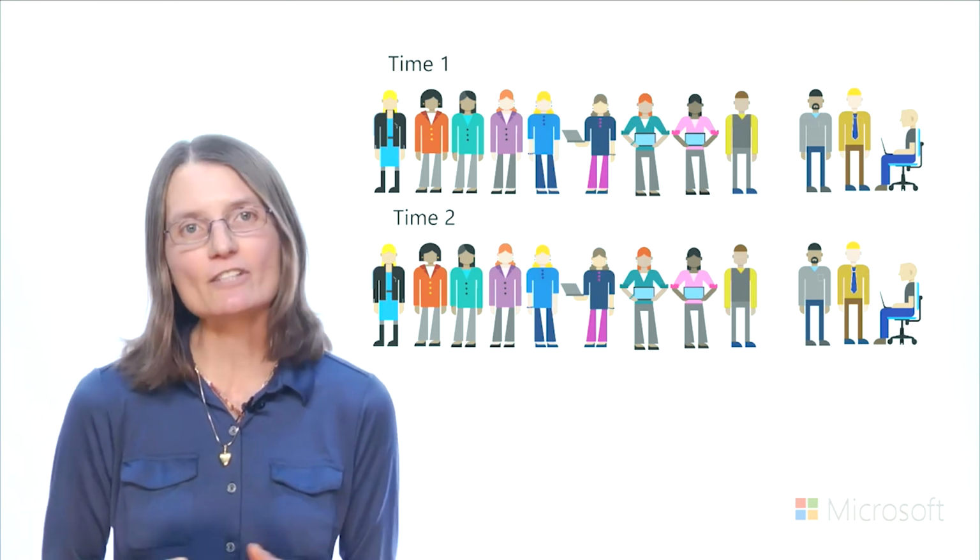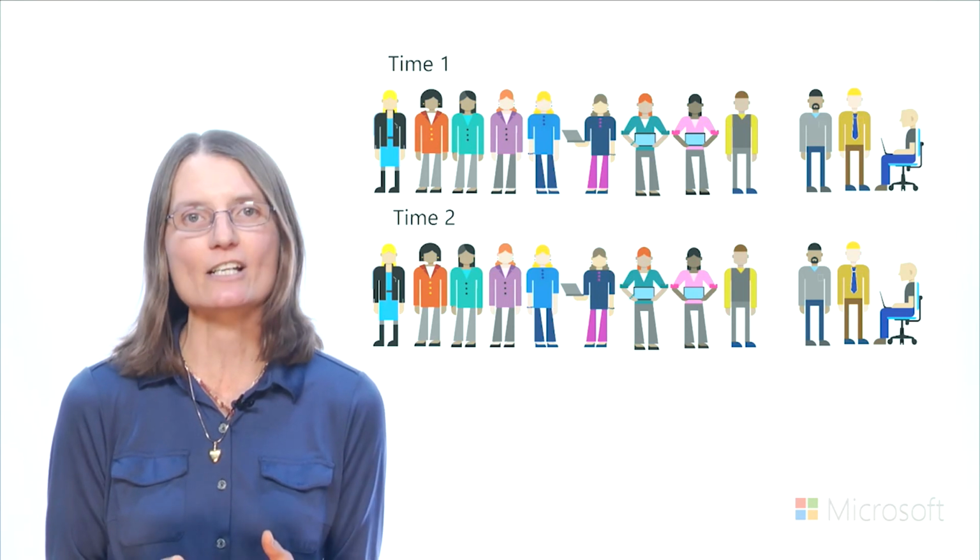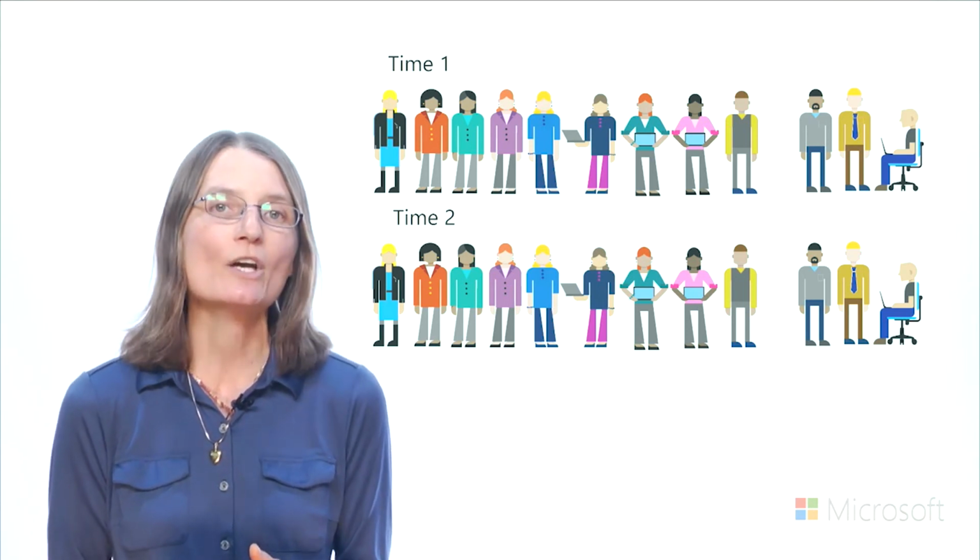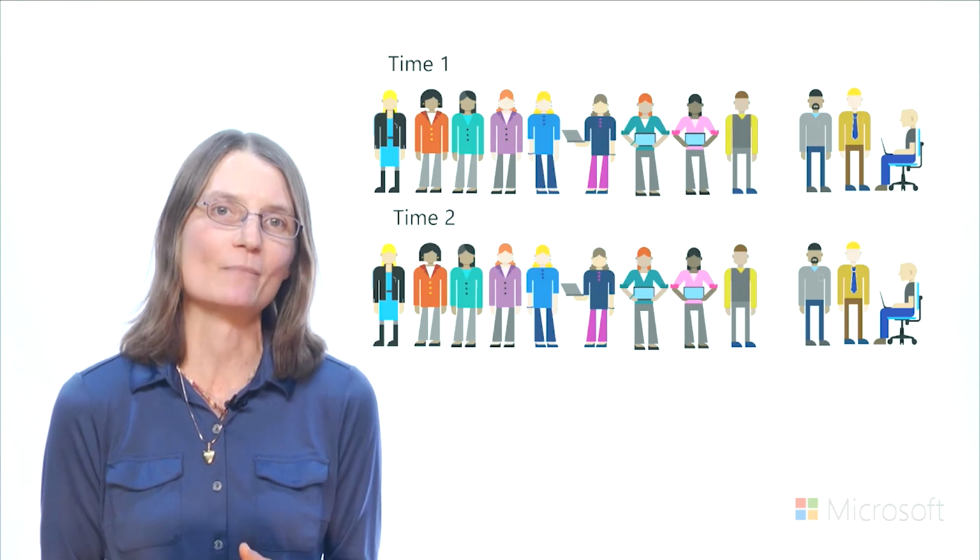By the way, all of these statistics that we've discussed, including these, assume that the populations are normally distributed, which is another reason why the central limit theorem is so important.